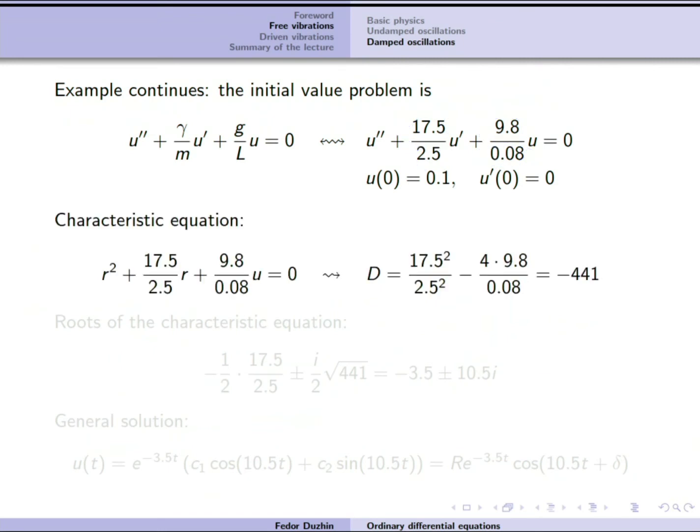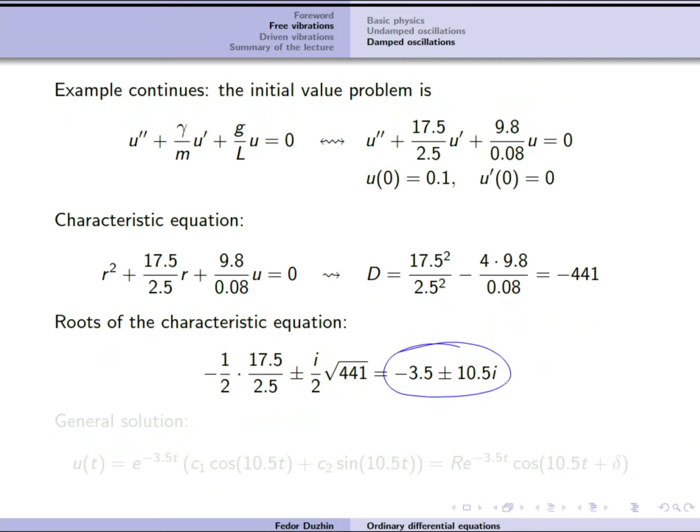All right, so the characteristic equation has a negative discriminant. So we can find the roots of the characteristic equation. Square root of 441 is apparently 21, I guess. So over 2 we get 10.5. Yeah, and these are the two roots of the characteristic equation. Right? So the real part is minus 3.5.